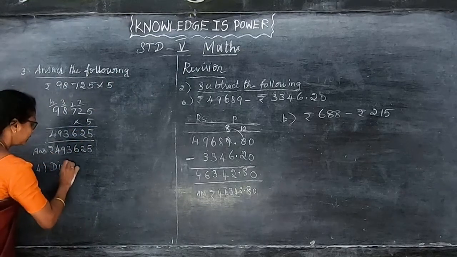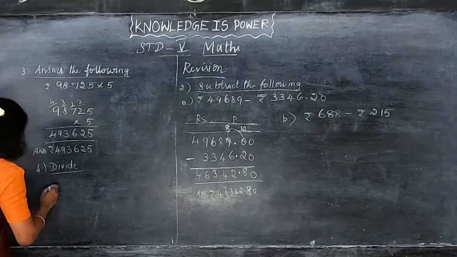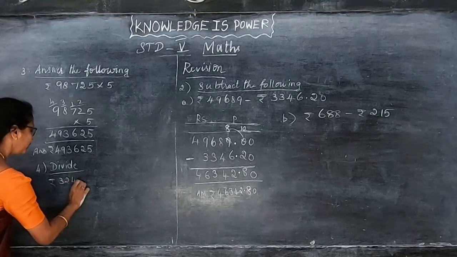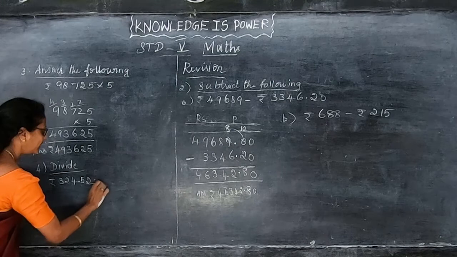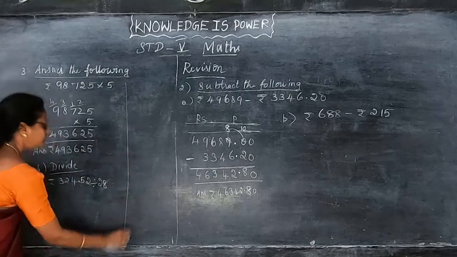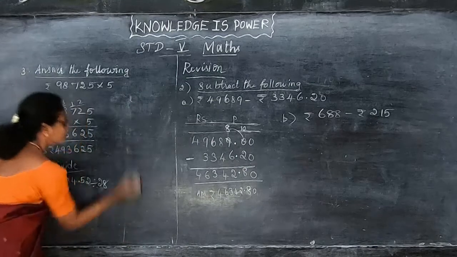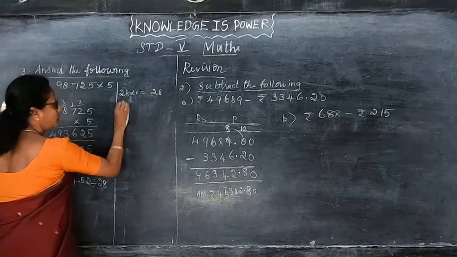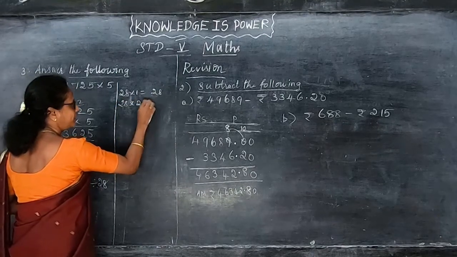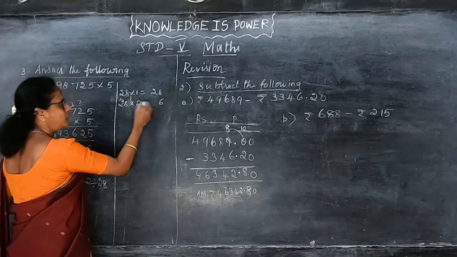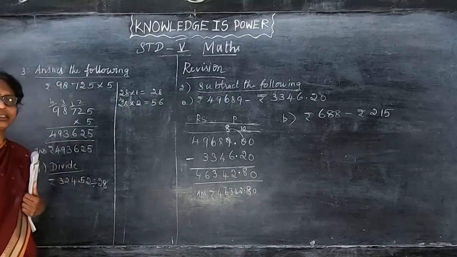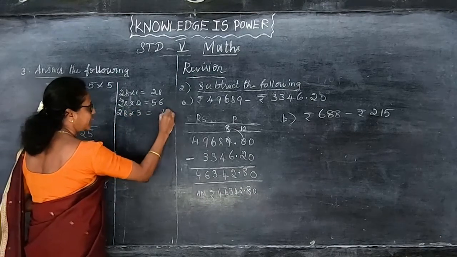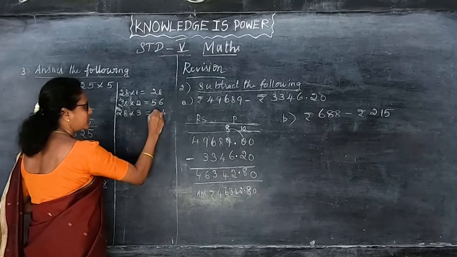And then the fourth sum is divide. In this divide, rupees 324.52 divided by 28. So you can put the rough column here and write the 28 tables. So 28 ones are 28. 28 into 2, you multiply the number. 2 8s are 16, carry over 1, 2 2s are 4 plus 1, 5. Because you don't know the 28 table, we can straight away multiply. 28 into 3, 3 8s are 24, carry over 2, 3 2s are 6 plus 2, 8.